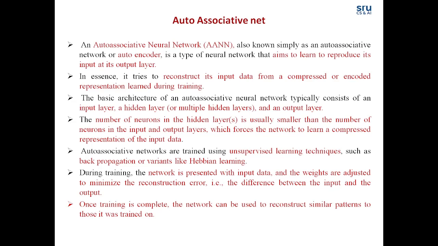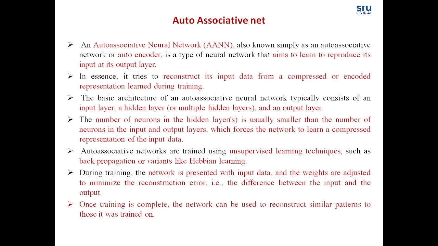The basic architecture consists of an input layer, hidden layers and an output layer. In the hidden layer we have multiple hidden layers. The number of neurons in the hidden layer is usually smaller than the number of neurons in the input and output layers, which forces the network to learn a compact representation of the input data.